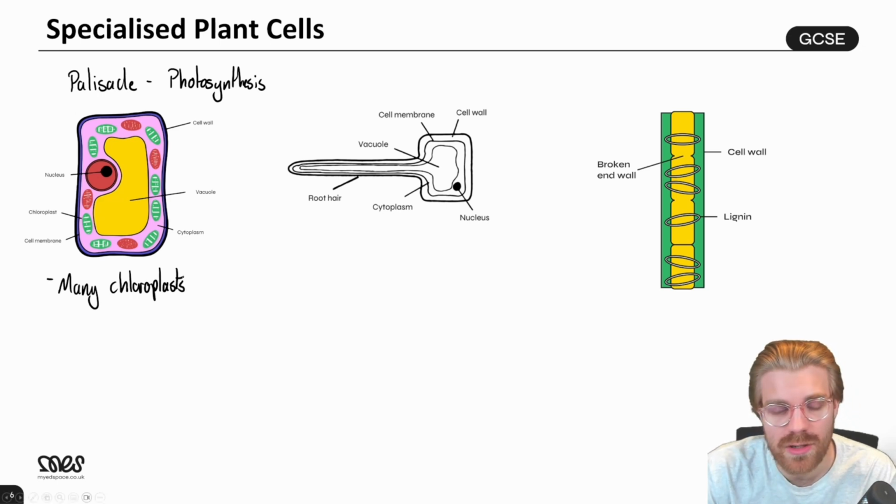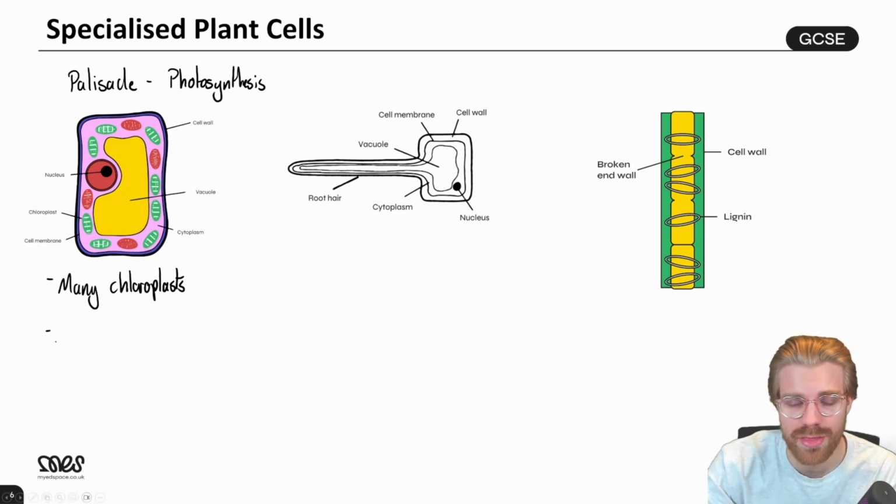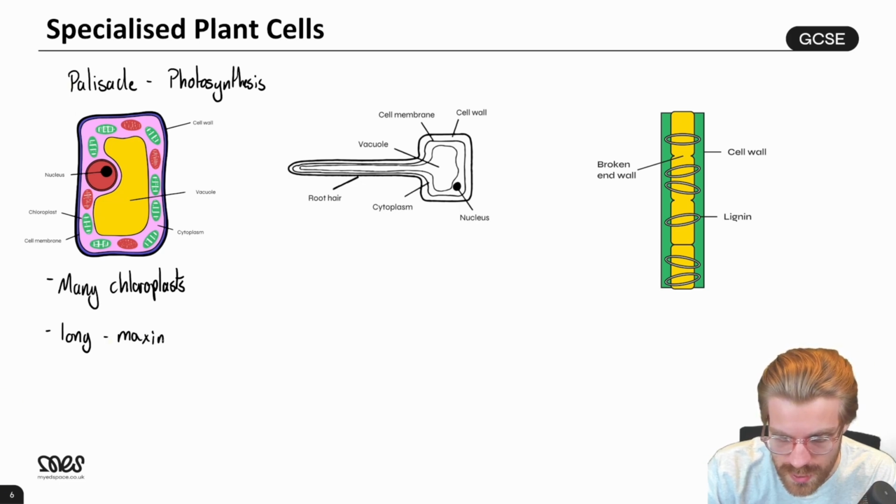And by having many chloroplasts, it is more likely that the light is going to hit one of the chloroplasts, and that means that they are going to produce more glucose. They're going to have a faster rate of photosynthesis. They are also quite long and thin and form these column shapes. And again, that is to maximize light absorption.